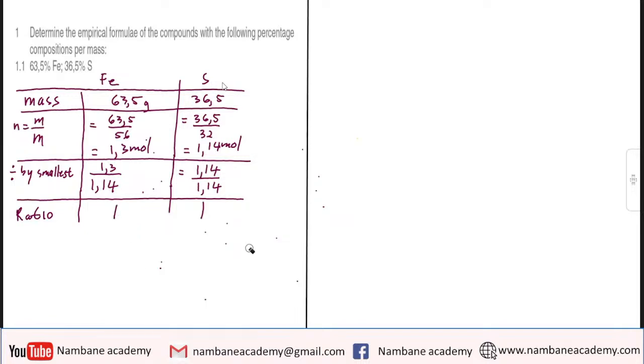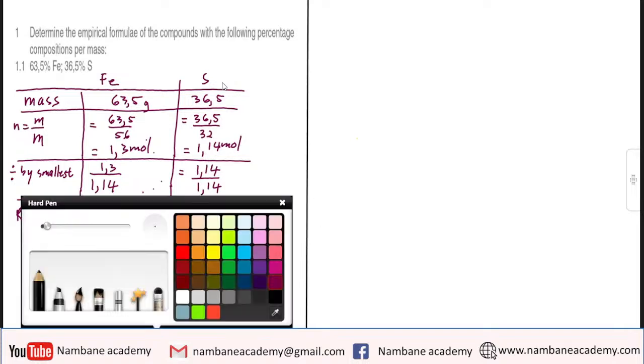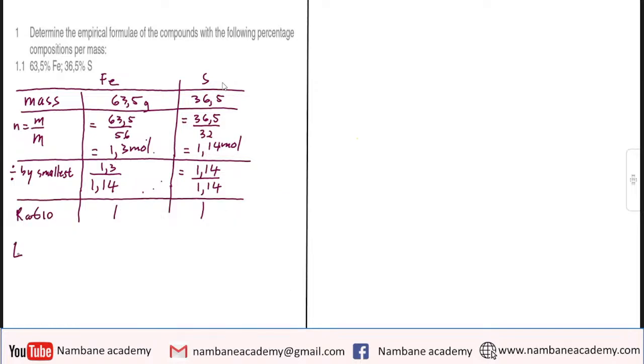Then after that has been done, it's easy now to write down your empirical formula. So the empirical formula is just iron sulfur, which is FeS. And this is how you get your easy 6 marks, ladies and gentlemen. Inputs, comments, questions?